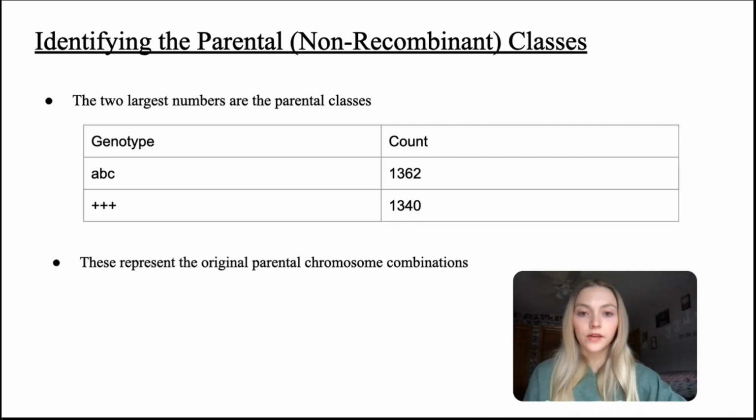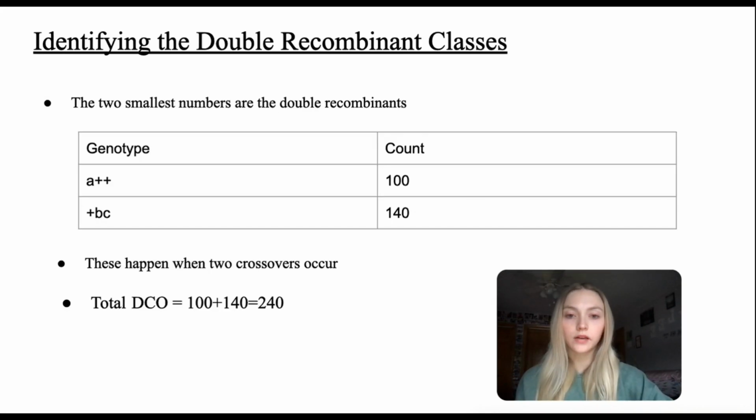Next, we identify the parental or non-recombinant classes. These are the 2 genotypes with the largest numbers, because they represent the original chromosome combinations. In this dataset, the parental classes are ABC with a total of 1,362 and plus with a total of 1,340.